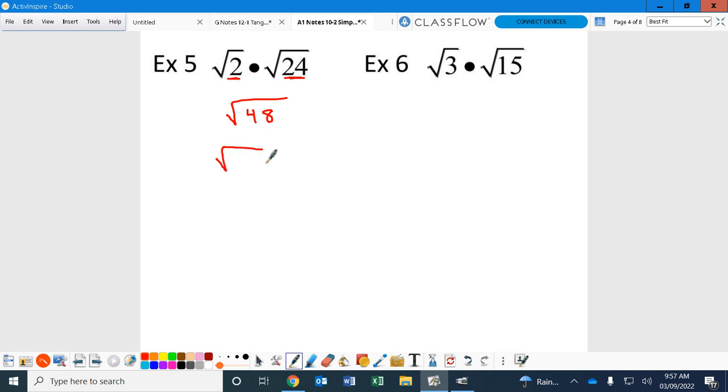There is a number that goes into this from the list. It's not 4. It can be bigger than that. So look for a number bigger than 4 that goes into 48. It's 16. How many times does 16 go into 48? 3.